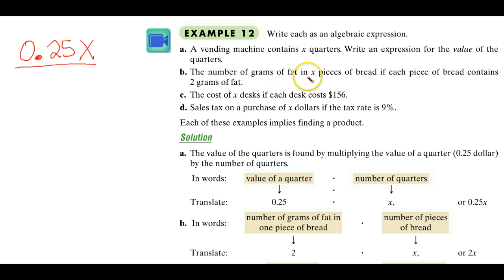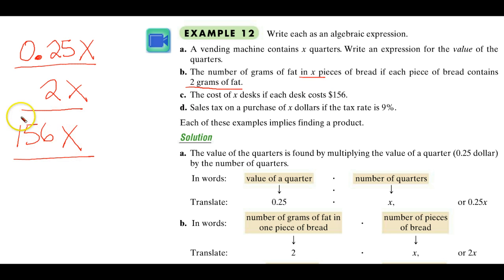The number of grams of fat in X pieces of bread if each piece of bread contains 2 grams of fat. Well, here's your number of pieces, and each contain 2 grams of fat. So there's letter B. The cost of X desks if each desk costs this much. Well, this is the cost of one desk. So if you multiply it by 156, that would be your total cost of all the desks. This is the number of desks. This is what each one costs.